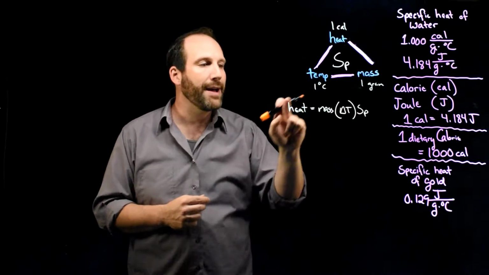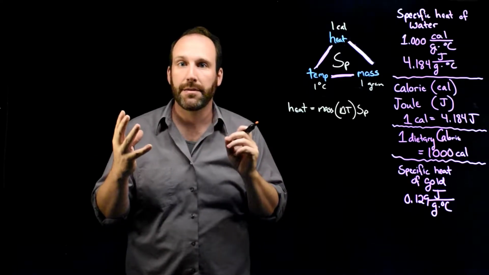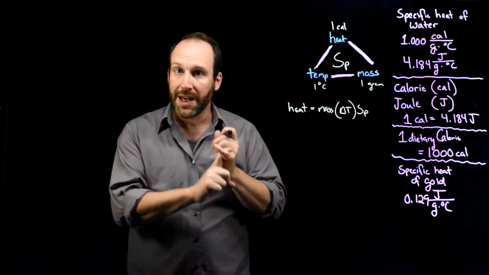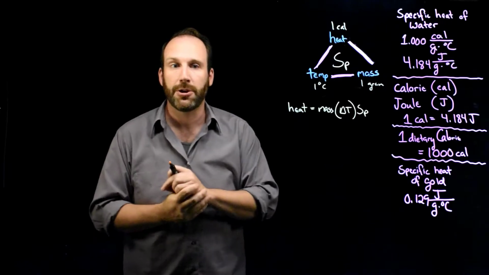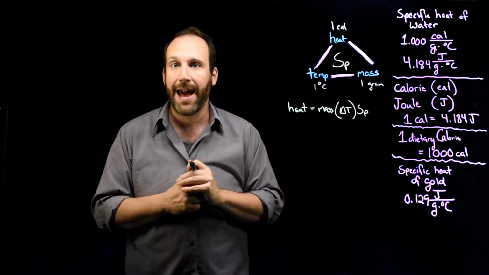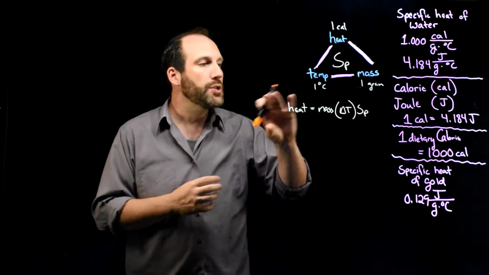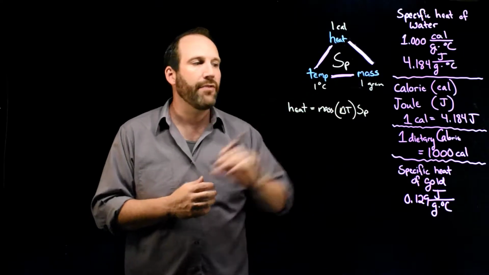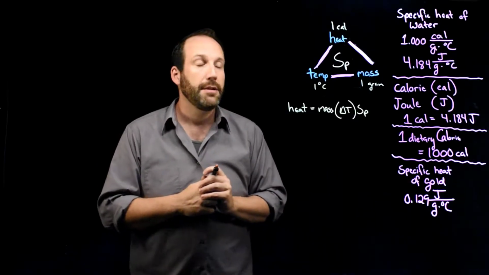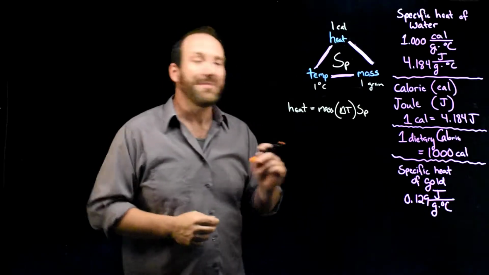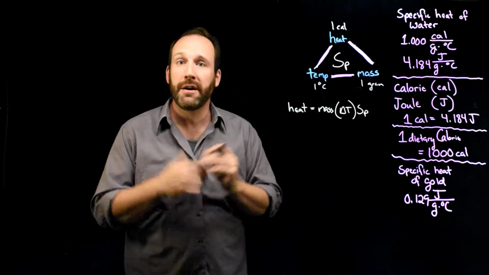So if I want to think about how much heat is required to change the temperature of an object, I need to know what's the specific heat of that object, what's the relationship between heat, mass, and temperature, what's the mass of that object that I have, and what's the temperature change that I'm trying to affect. So having these bits of information allow us to do some pretty cool calculations. Little pun there.